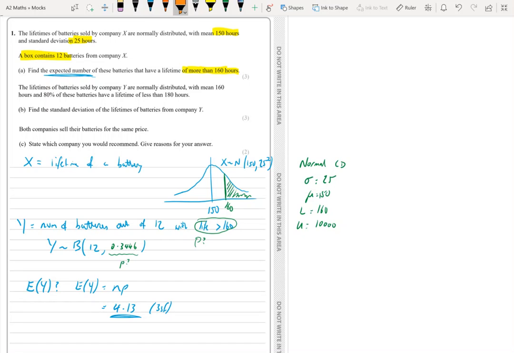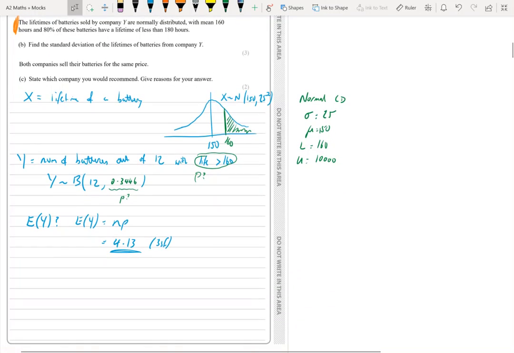Let's read on. We've got a new situation. We've got a company Y, so it's unfortunate I've used the letter Y once. We're going to have to restart Y. Batteries sold by company Y are normally distributed with a mean 160, so that's a bit higher, and 80% of them have a lifetime of less than 180 hours. So let's start to think about this distribution for Y. We've got a normal distribution again. We've got a mean of 160 this time.